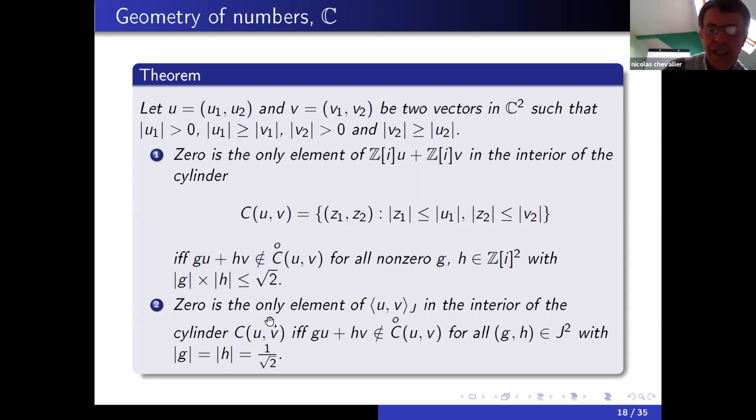And in the second case, it is even simpler. What we want is that there is no vector of the lattice we defined before which is in this cylinder. And we have only to check that these linear combinations are not in the interior of the cylinder when G and H are multiples of 1 over 1 plus I, multiplied by I, of this vector. So very few conditions to check here.